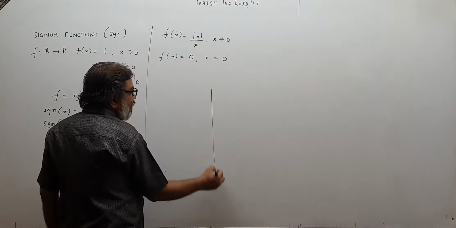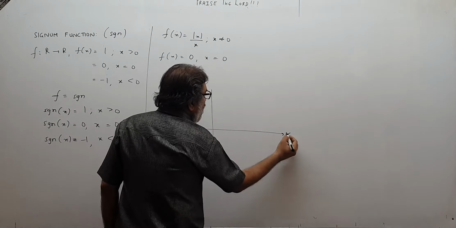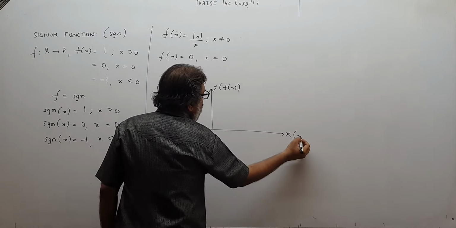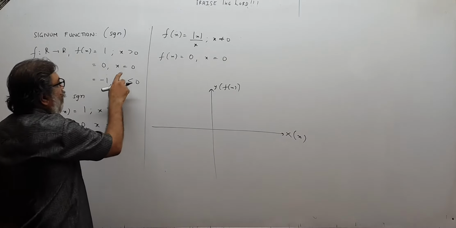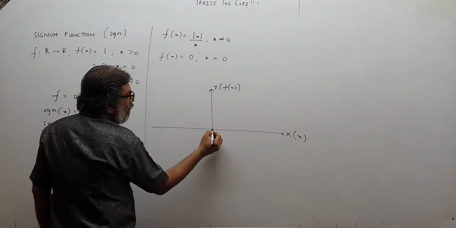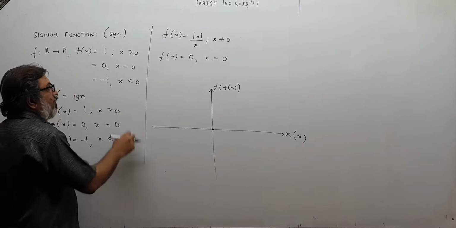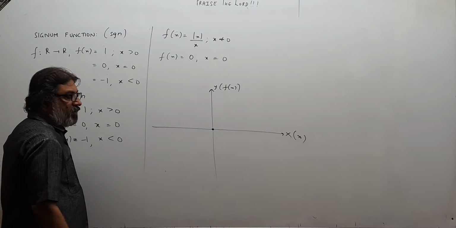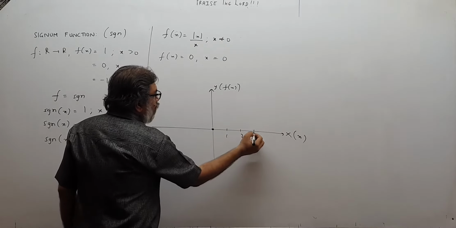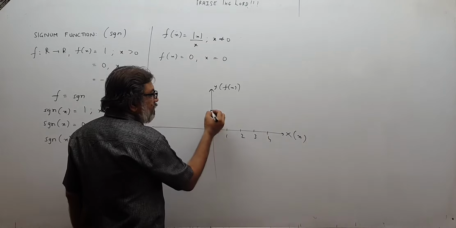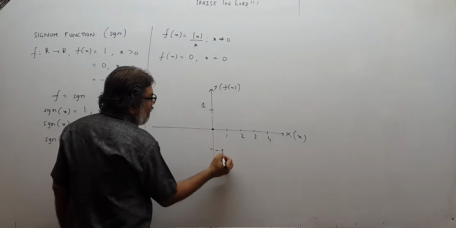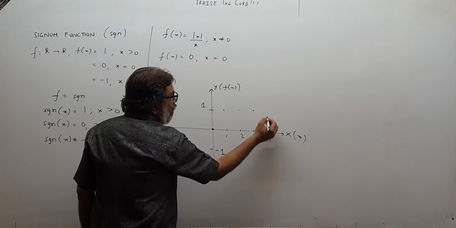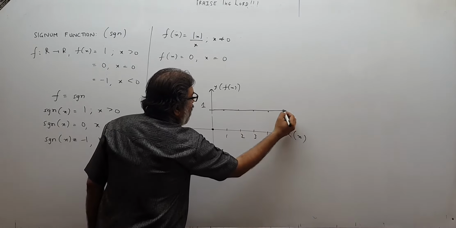And how does the graph of the signum function come? X-axis, y-axis, here f(x) or signum x. For 0 the answer is 0, so the point (0, 0). For all positive values, the value of the function will be 1. So for 1, 2, 3, 4, positive values of x, this is 1 and this is -1. For 1, it is 1, for 2 it is 1, for 3 it is 1, for 4 it is 1. For all positive values it will be 1.